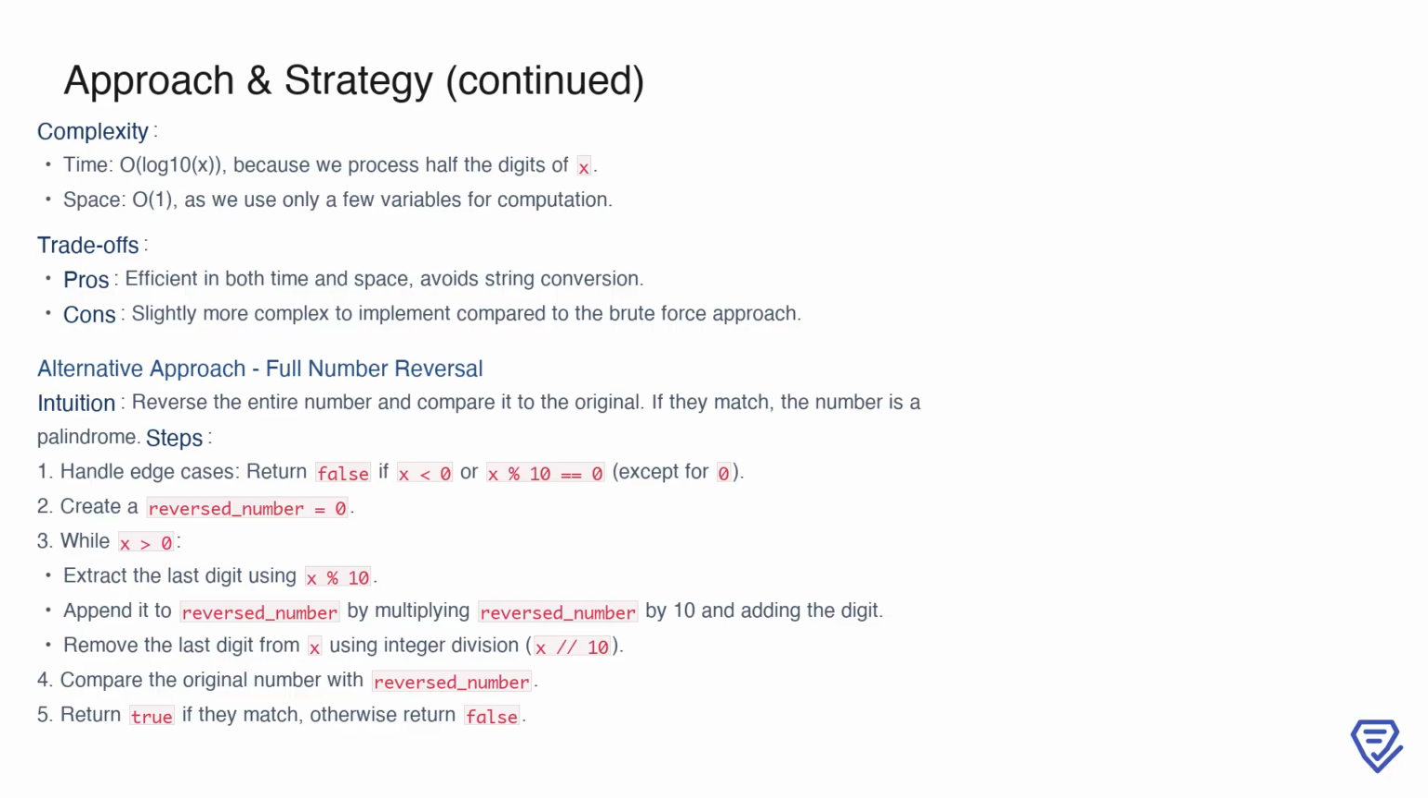Another alternative to consider is reversing the entire number instead of just half. Here, we reverse all the digits of the number and compare the reversed result with the original. Although the steps are straightforward and avoid string conversion, this method processes all digits, making it less efficient than reversing half. Its time complexity is O(log10 x), like the optimized approach, but it doesn't benefit from the reduced processing of half the digits, making it less optimal overall.